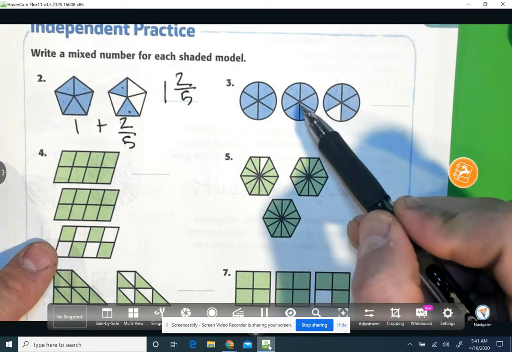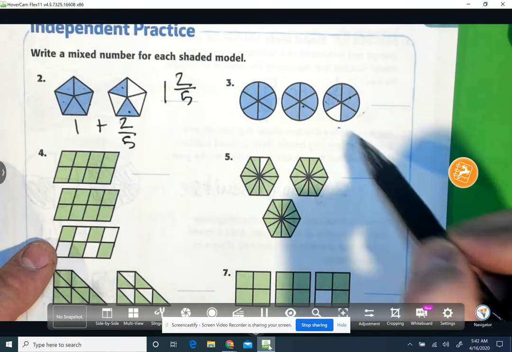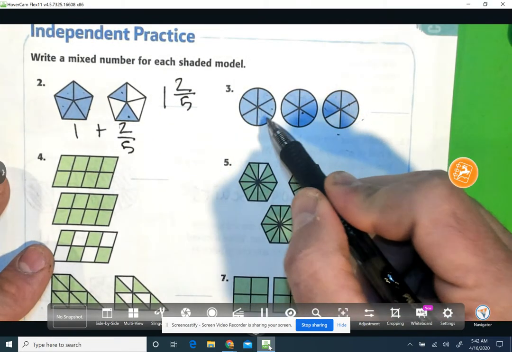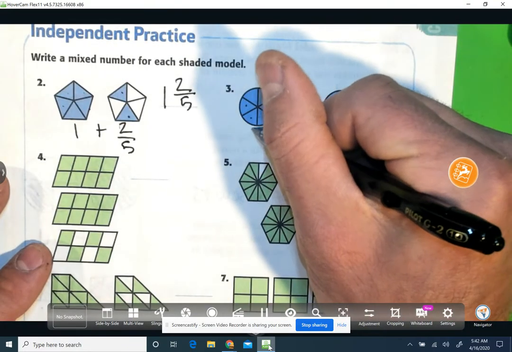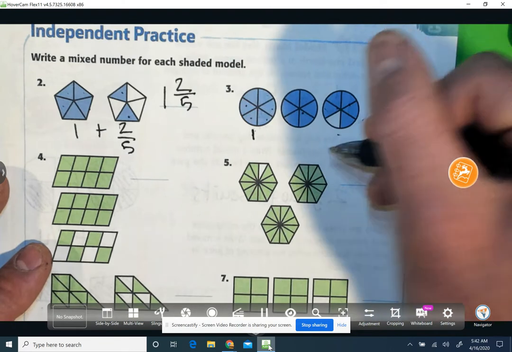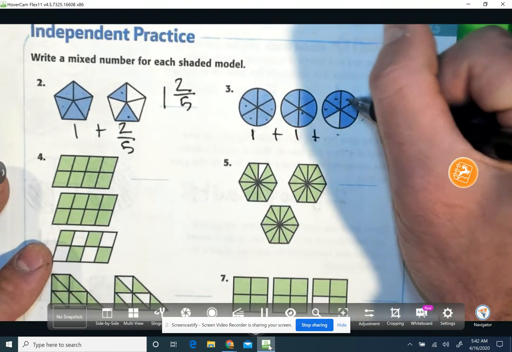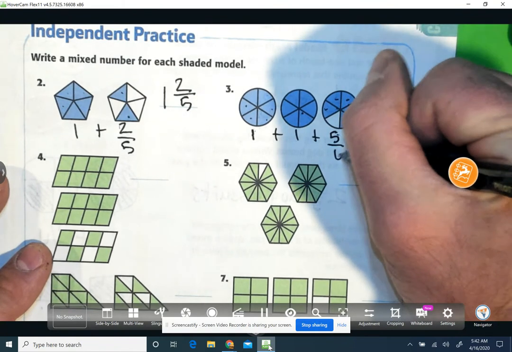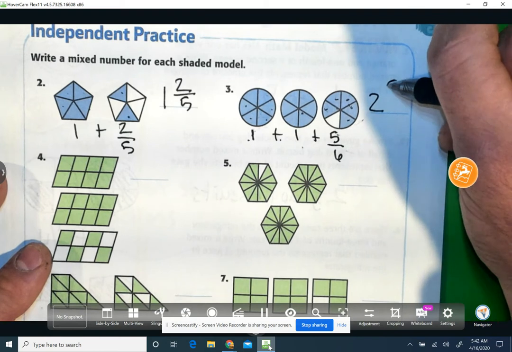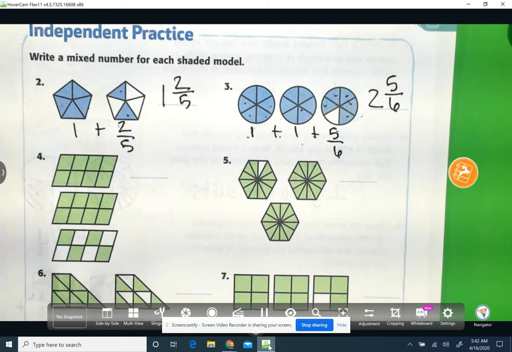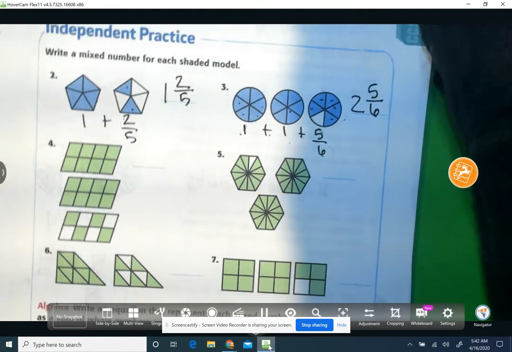Then we have 2 wholes and another that's a fraction. We have 1, 2, 3, 4, 5, 6, so we're dealing with 6 sixths, okay? Or 1 whole plus 1 whole plus 1, 2, 3, 4, 5 sixths. 1 plus 1 is 2 and 5 sixths.